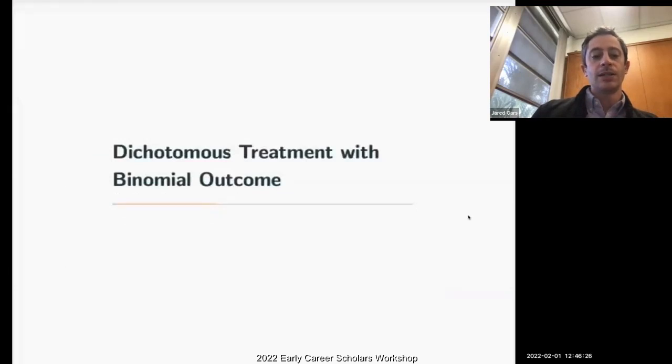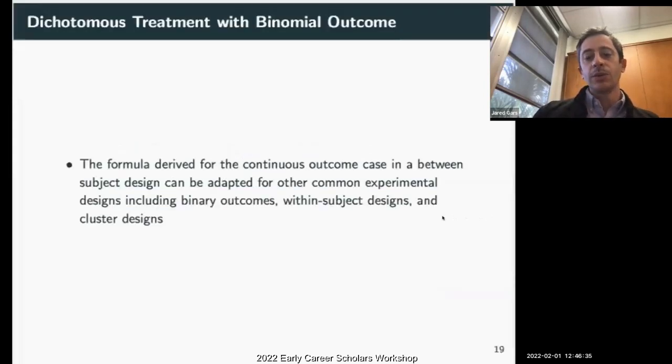So now we'll talk about a situation with dichotomous treatment, so one treatment and one control, with binomial outcomes. The formula we derived above for the continuous outcomes case in a between subject design can be adapted for other common experimental designs, including within subject designs, cluster designs, continuous treatments, and binary outcomes. And so I'm going to show you this example with binomial outcomes with binomial treatments to give you some more background on how to do this.